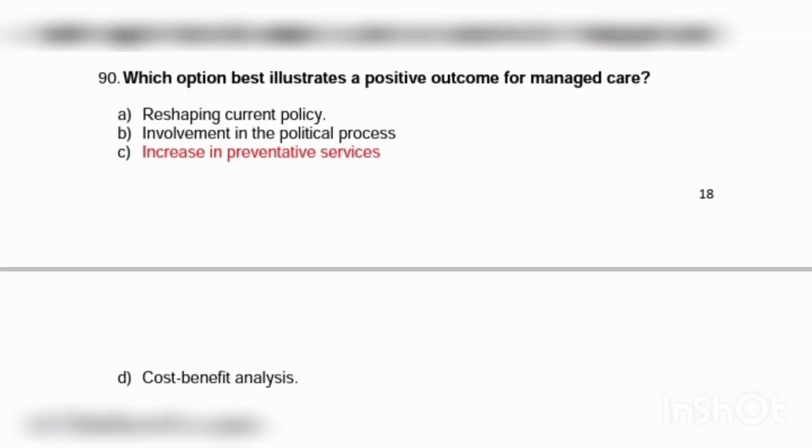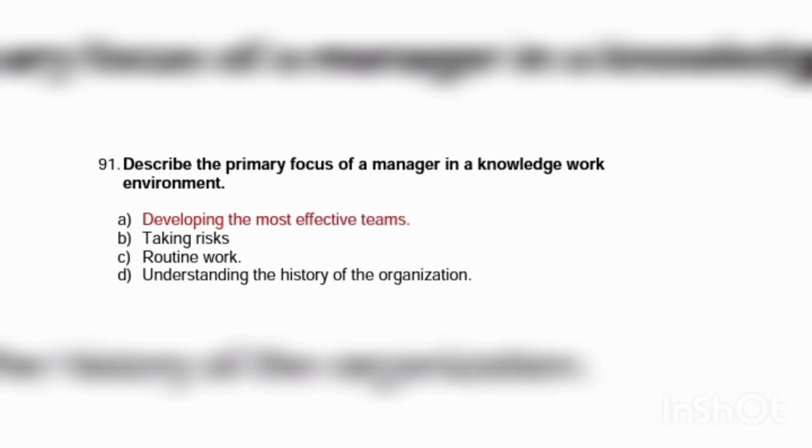Next question. Which option best illustrates a positive outcome for managed care? Option A, redefining current policy. Option B, involvement in the political process. Option C, increase in preventive services. Option D, cost benefit analysis. Option C is the right answer.